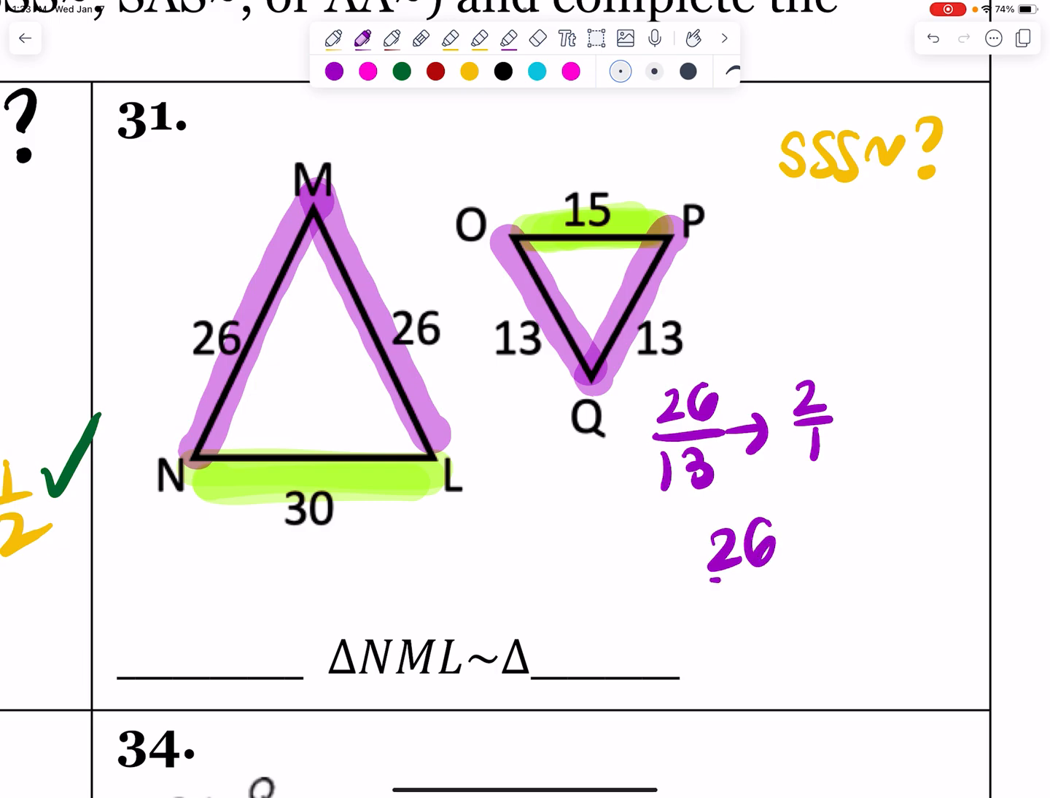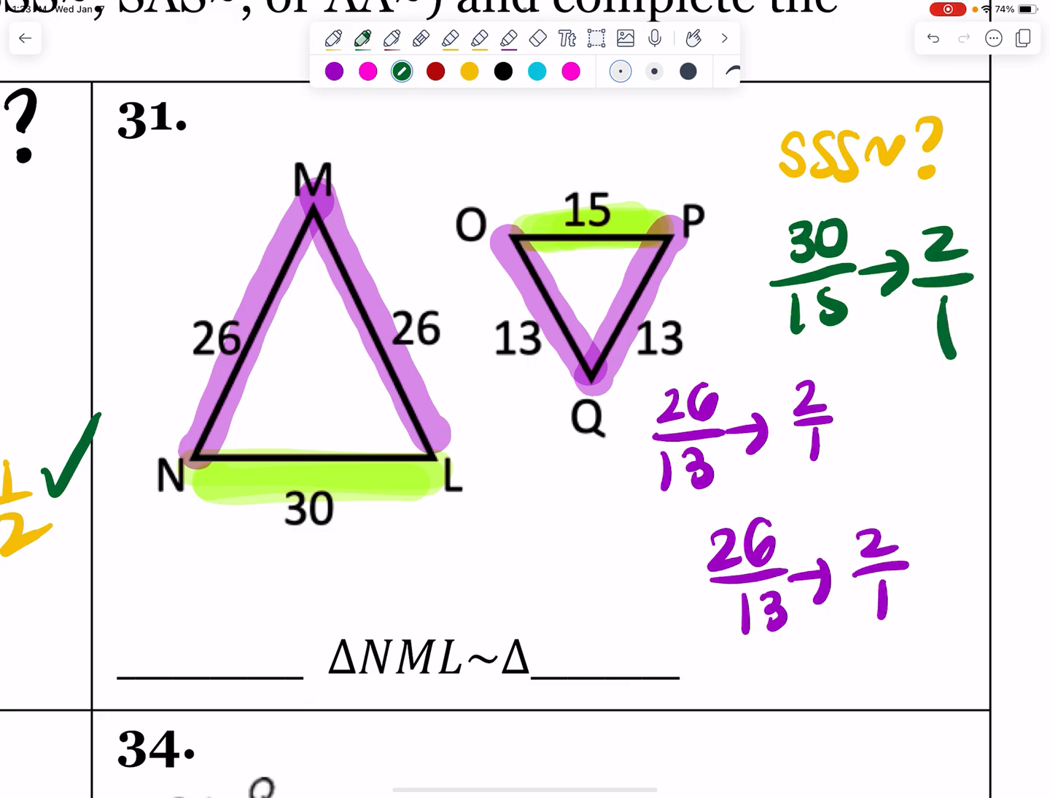I could check that again. There's really no need to rewrite it, but that other 26 over 13 is going to reduce to 2 over 1. And then let's check the green piece. I went left to right the first time, so I'm going to do that again. 30 over 15, I believe. 30 over 15 also reduces to 2 over 1. So all sides reduce to 2 over 1.